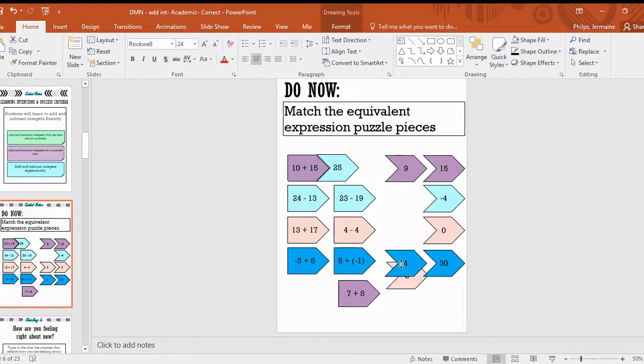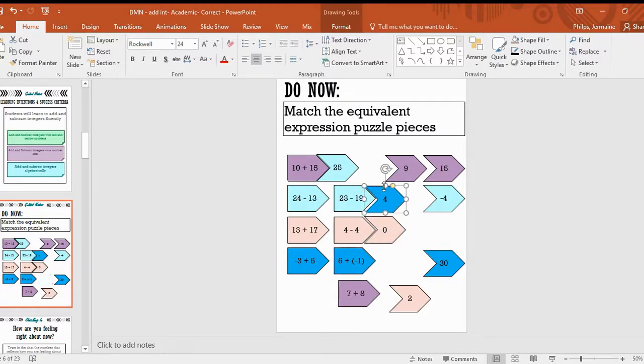So if you did that, you should have seen 4 minus 4 equals 0. 23 minus 19 equals 4. Then we have 5 plus negative 1, which should have equaled positive 4, but we don't have a positive 4, so we'll talk about that in just a second. 13 plus 17 equals 30. 7 plus 8 equals 15.